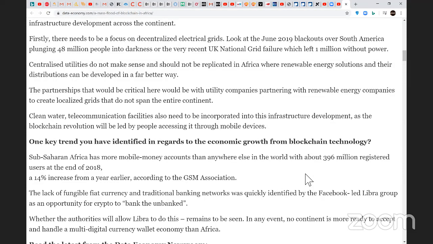Centralized utilities do not make sense and should not be replicated in Africa, where renewable energy solutions and their distributions can be developed in a far better way. The partnerships that would be critical here would be the utility companies partnering with renewable energy companies to create localized grids that do not span the entire continent. Clean water and telecommunication facilities also need to be incorporated into this infrastructure development, as the blockchain revolution will be led by people accessing it through mobile devices.